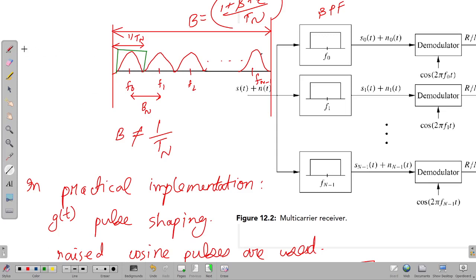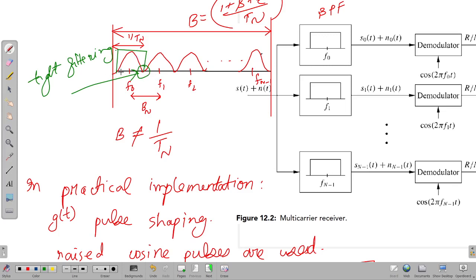So you are having very sharp, very tight filtering here. You can call it a sharp or a tight filtering happening here, and it is very difficult. You would have learned in digital signal processing that it is very difficult to design a filter with a very sharp transition. So that is one of the disadvantages of this type of non-overlapping subcarriers.